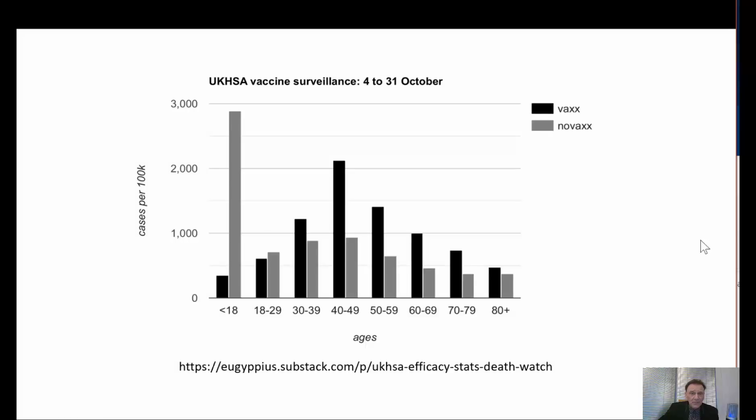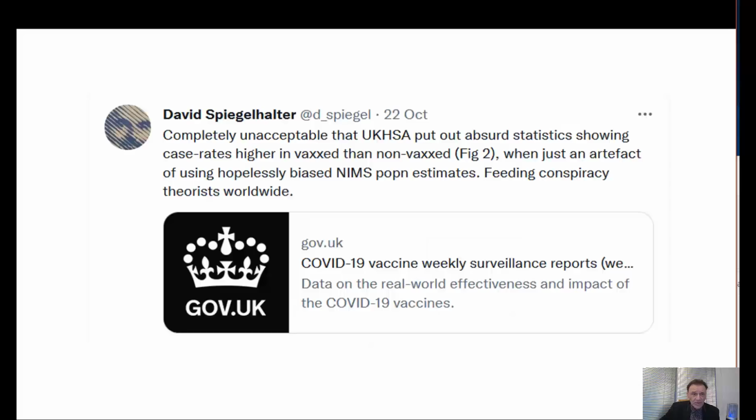When you plot that, you can see very clearly here that the vaccinated have a higher COVID infection rate than the unvaccinated for each of the age groups from 30 onwards, which seems to indicate that the vaccine has negative effectiveness. This caused quite a bit of a stir. For example, David Spiegelhalter tweeted this was completely unacceptable that UKHSA put out what he called absurd statistics showing case rates higher in vaxxed than the unvaxxed. Now, he says that's an artifact of using hopelessly biased NIMS population estimates, where NIMS is the National Immunisation Service. It says that feeding conspiracy theorists worldwide.